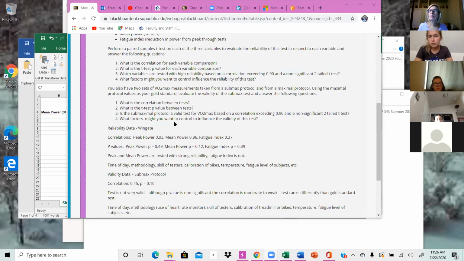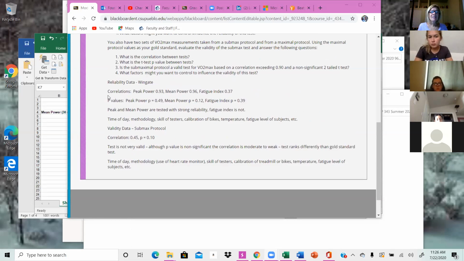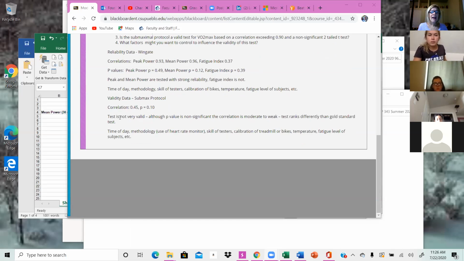Test, retest reliability. Okay, the second one, we're looking at the reliability and validity of a max versus a submax, or a gold standard versus an easier test. Does it give us the same outcomes? And can we be confident about it? Are we getting reliable outcomes, and can we feel confident about the validity of the test? Is it the same as the gold standard?